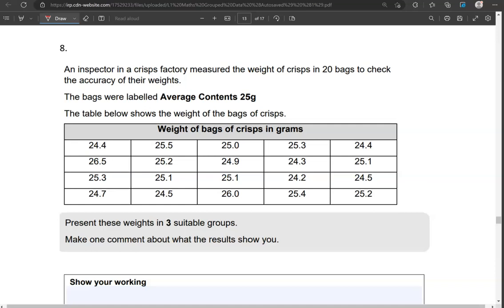An inspector in a crisp factory measured the weight of crisps in 20 bags to check the accuracy of their weights. The bags were labeled average contents 25 grams. The table below shows the weight of the bags of crisps. Present these weights in 3 suitable groups. Make 1 comment about what the results show you.